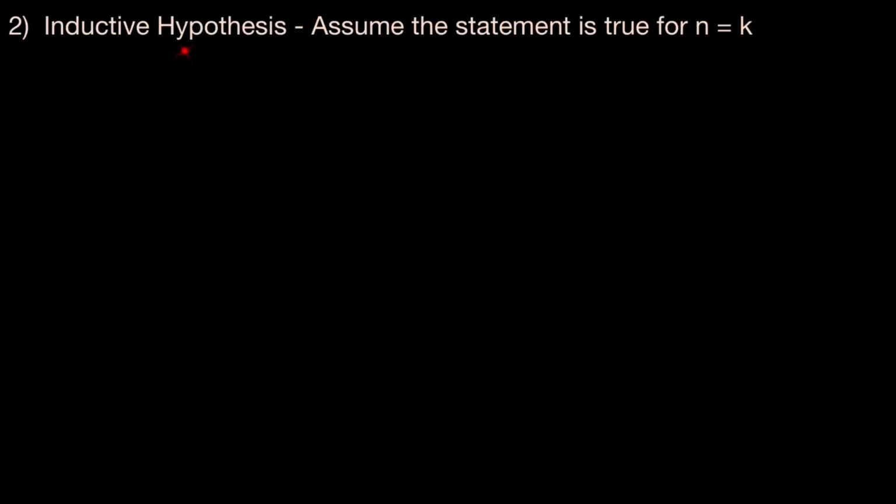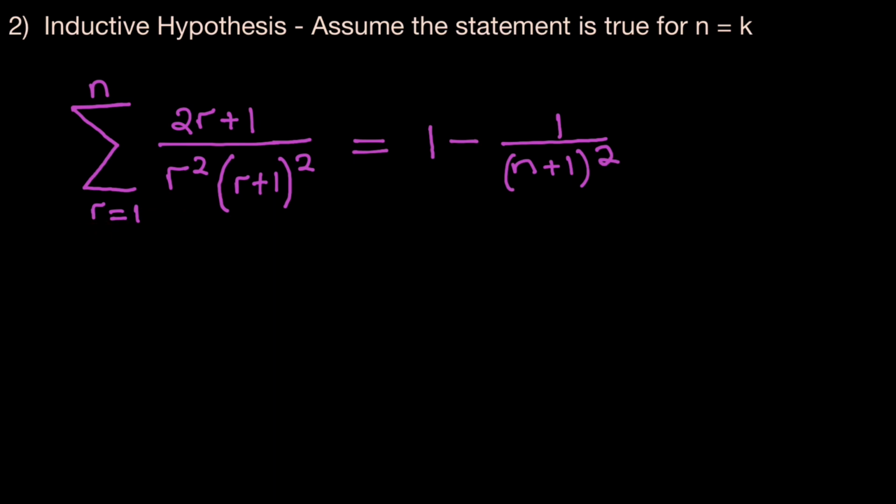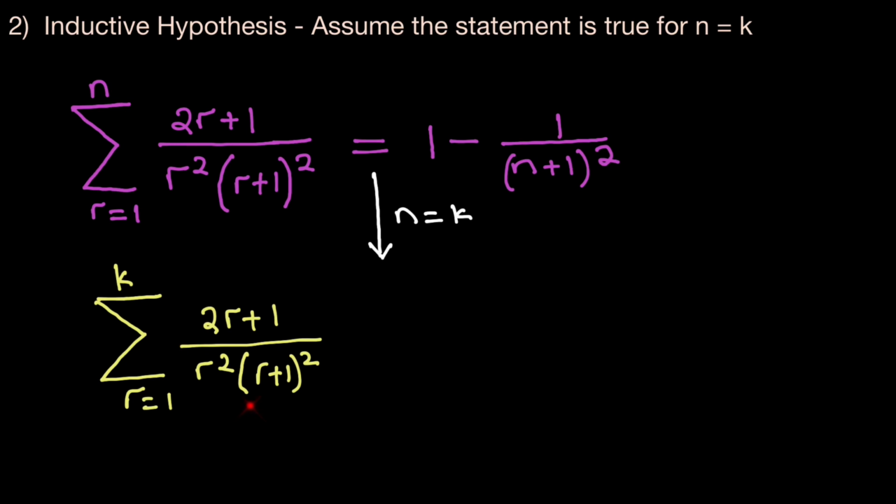Step 2. Inductive hypothesis. We assume that the statement is true for n equals k. Bring the equation back. We're going to replace n with k, so n now equals k. We can write k instead of n. The sum from r equals 1 to k of the formula equals 1 minus 1 over, instead of n, we'll write (k plus 1) all squared. This is what we're going to use in the inductive step in step 3 to derive the next step.